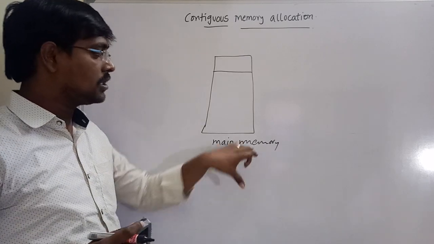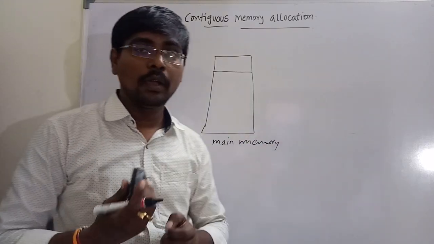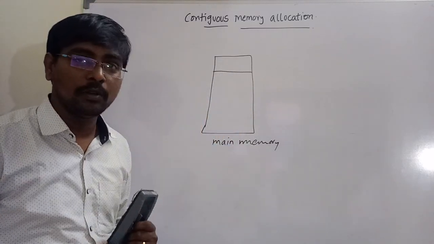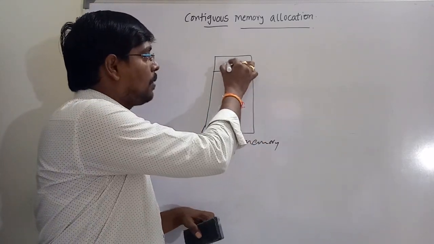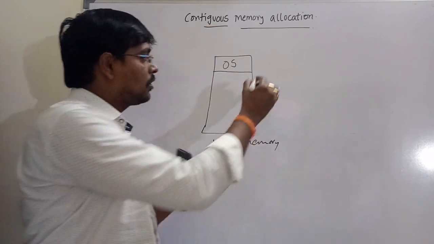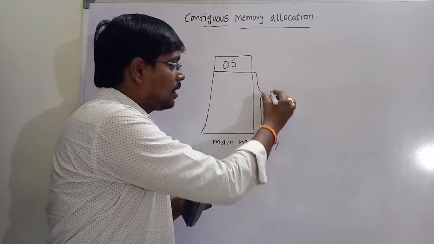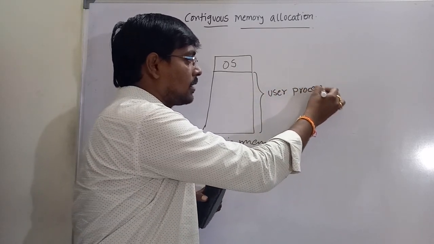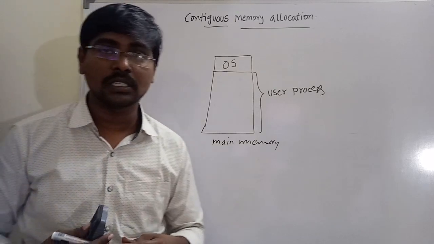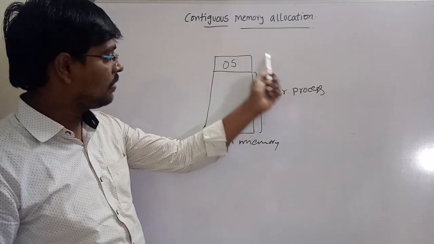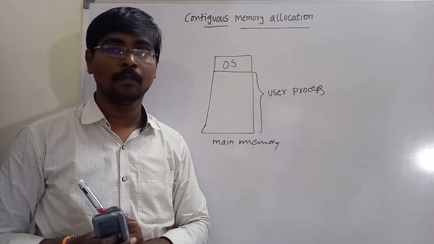The first point is before allocation, how we are dividing the main memory. Generally, the main memory is divided into two partitions. One partition is for the operating system, and another partition is for the user process, that is the process that we want to execute. This is the way we are dividing main memory.